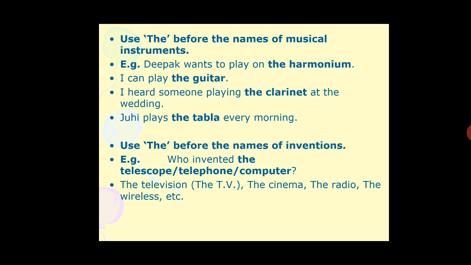Use the before the names of inventions. You need to use the definite article before the name of an invention. Who invented the telescope, the telephone, the computer, like the television, the cinema, the radio, the wireless, etc., etc.